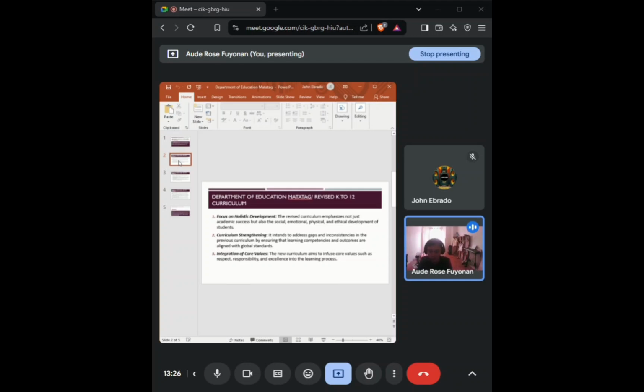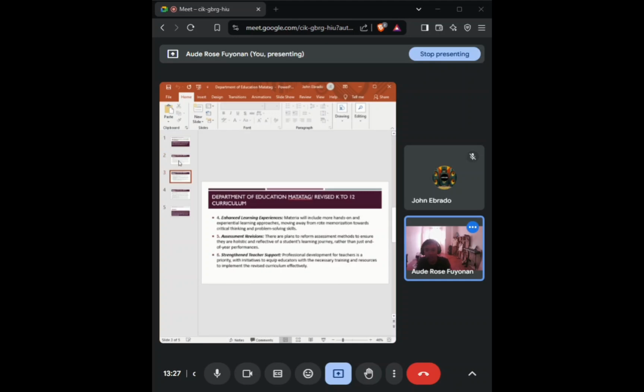So it ensures that there is no gap and there will be a bridge, so that it will ensure the experiences, the learning competencies and the outcomes of the teachings are aligned with the global standards. Third is integration of core values. This is the most important part. Again, the new curriculum aims to infuse values such as respect, responsibility. I think we should add empathy as well, and excellence into the learning process.